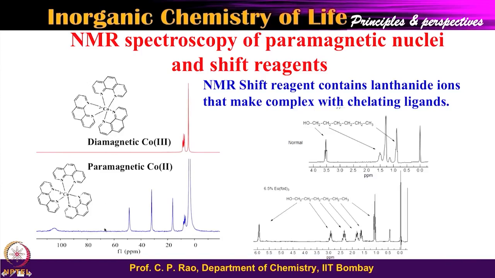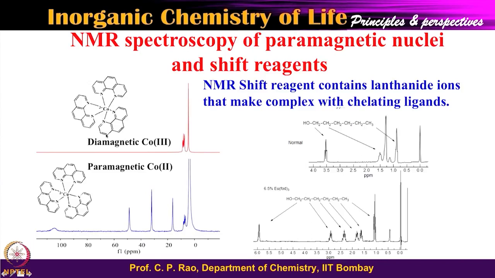One example shown on the left side is cobalt 3 plus, which is a d6 system, and this d6 system, having all electrons paired, becomes diamagnetic. If you take just a phenanthroline moiety NMR, or you take its cobalt 3 complex, it will be alike.